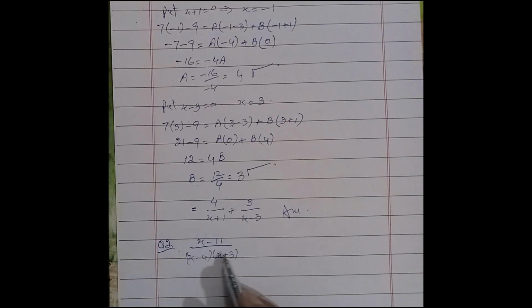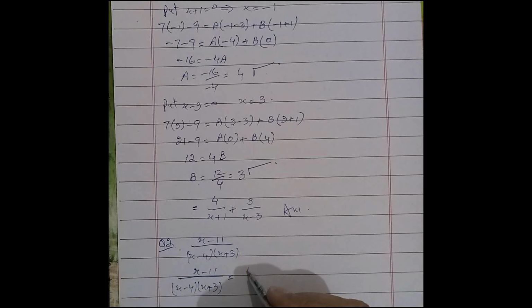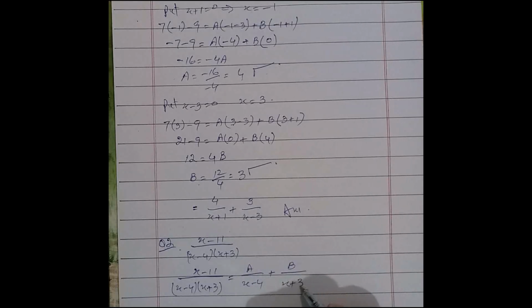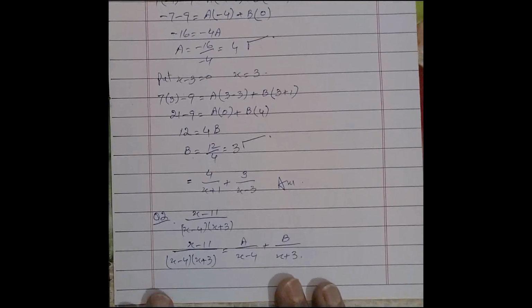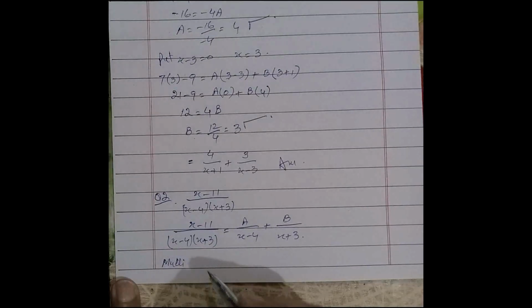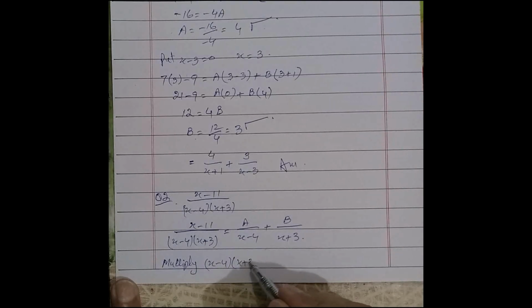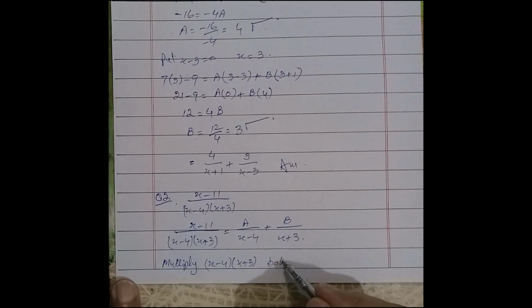First we break down the fraction and then solve. x minus 11 over x minus 4 into x plus 3 is equal to a over x minus 4 plus b over x plus 3. Now we multiply the denominator of the fraction both sides. Multiply x minus 4 into x plus 3 both sides.